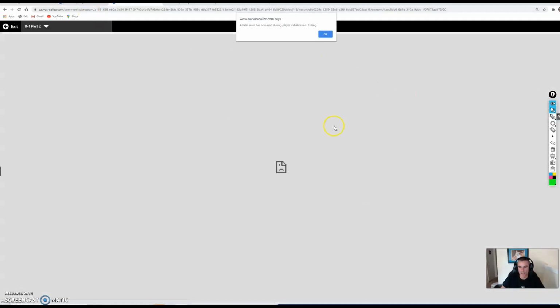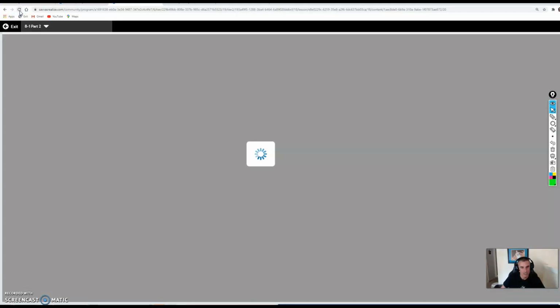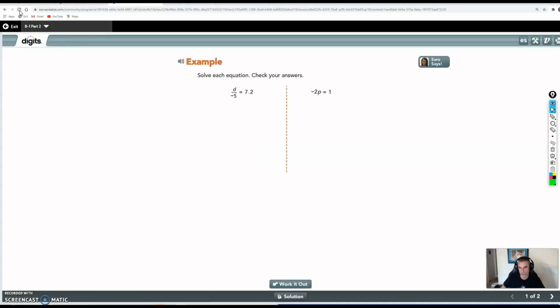If this error message pops up while you're working, I don't know if it will, I found that just hitting refresh, often 3 or 4 times, will eventually get me to where I want to go.